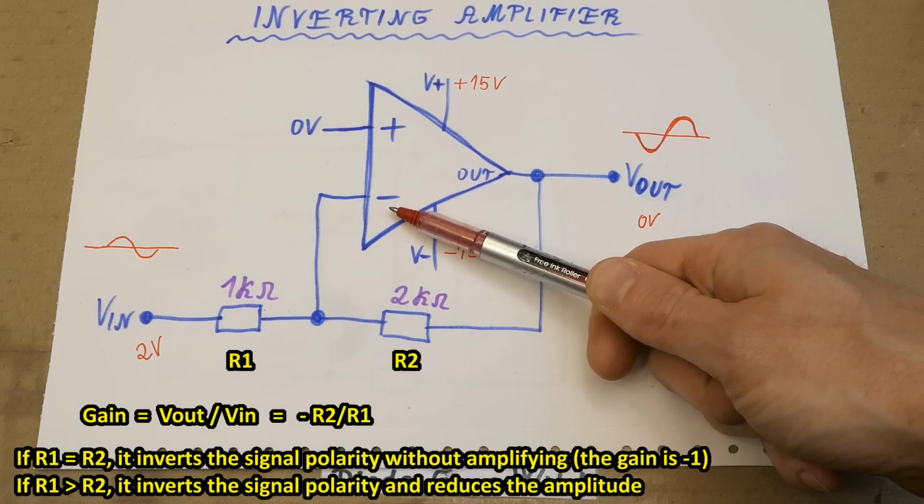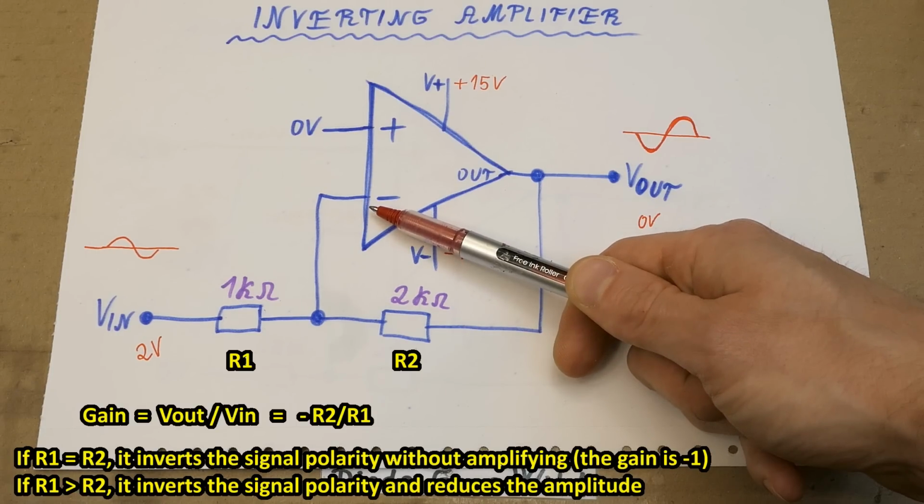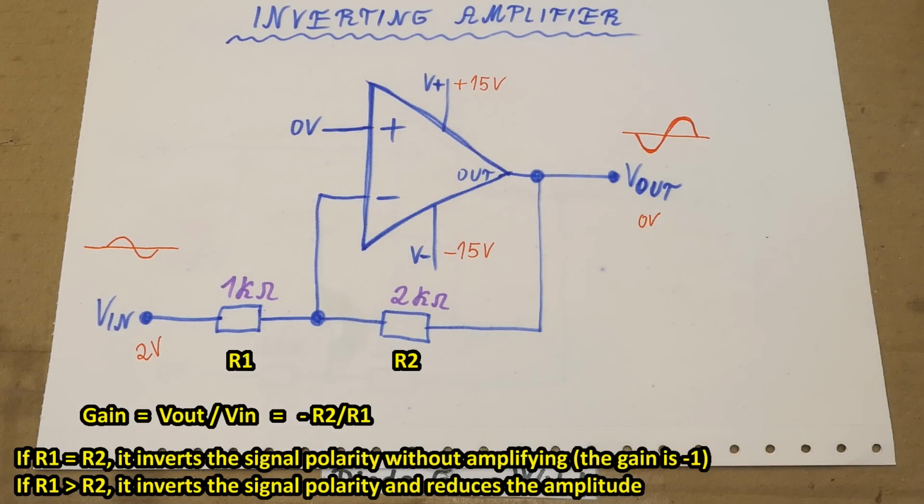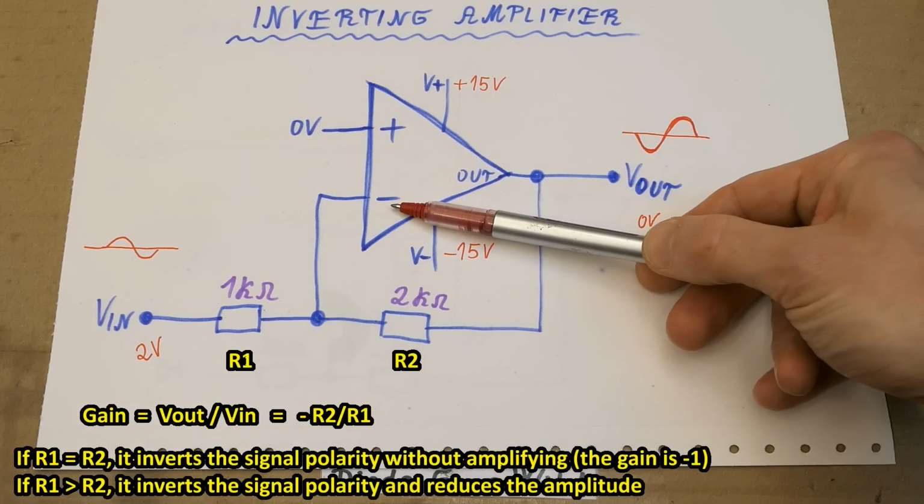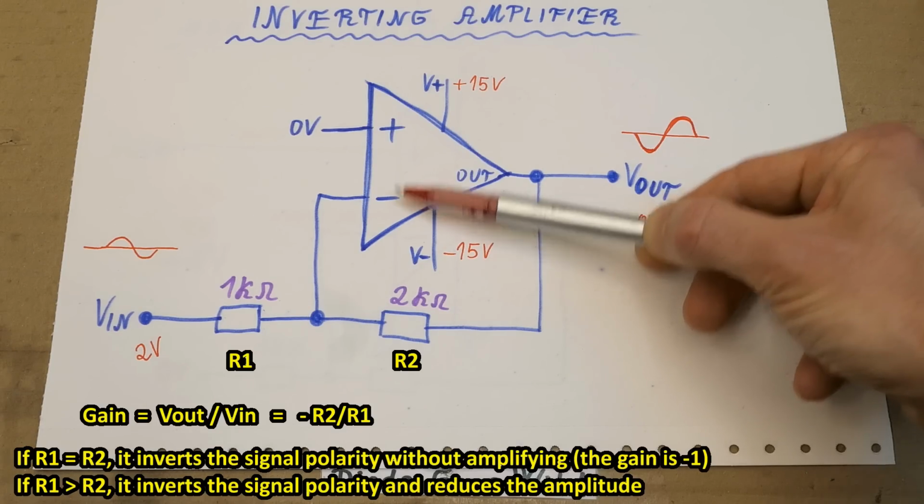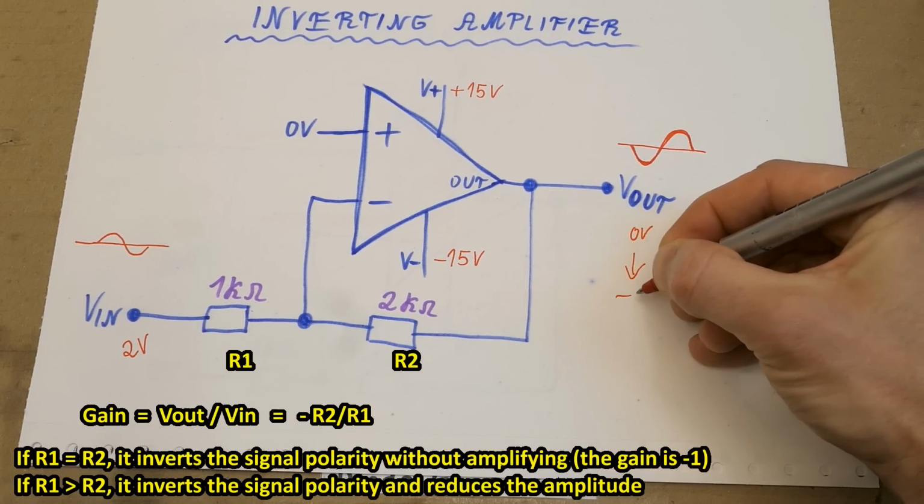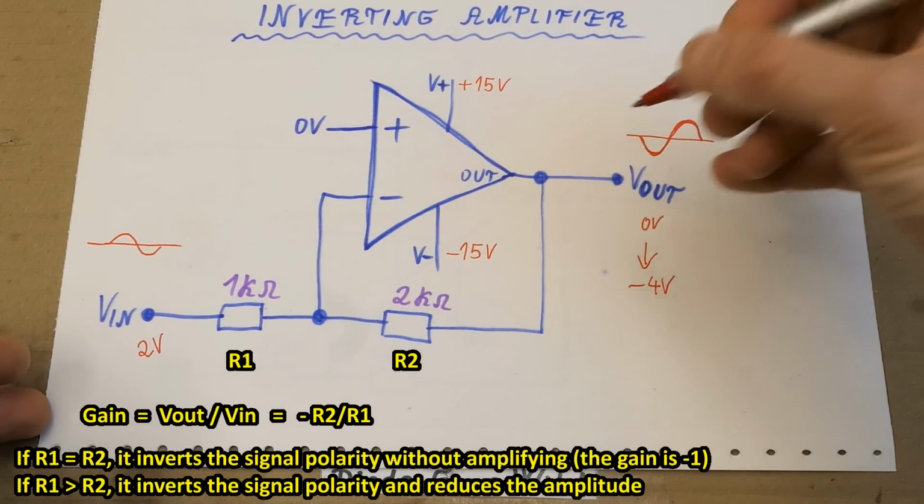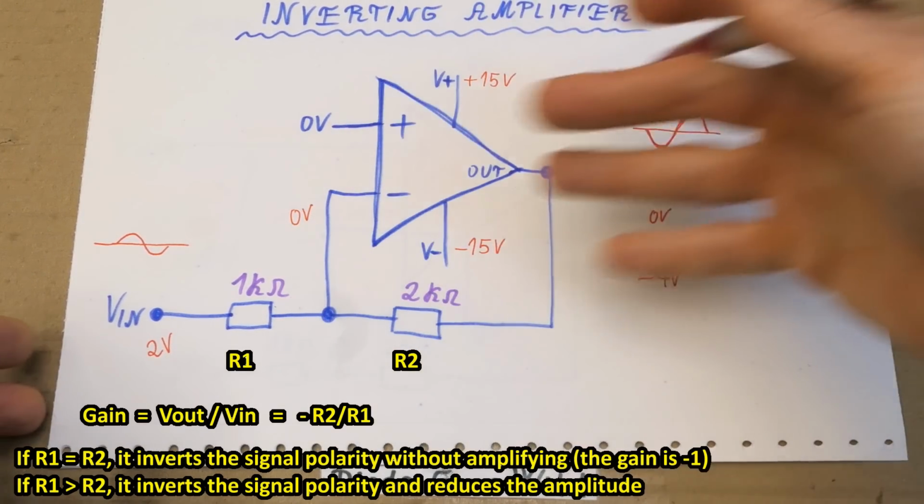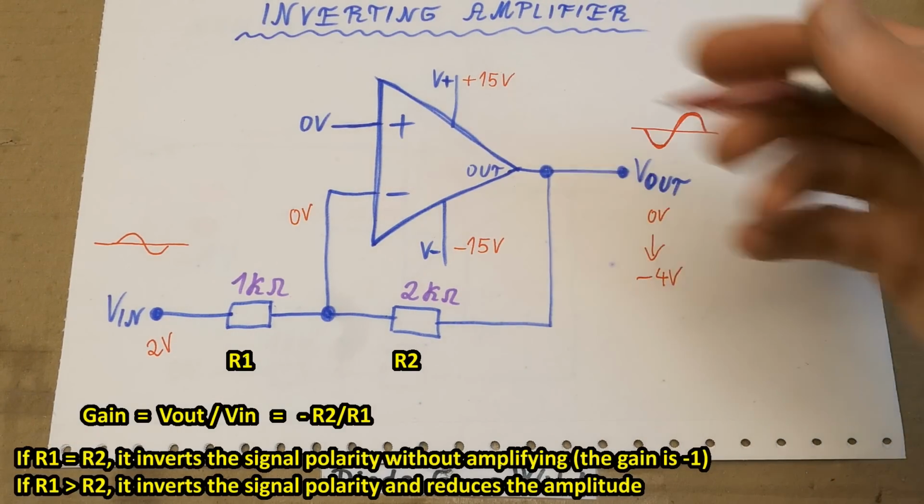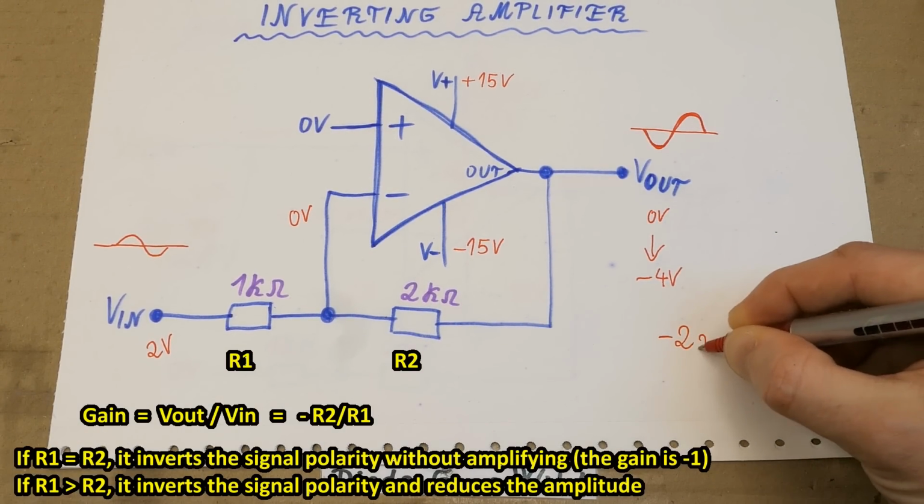The inverting input is higher than the non-inverting, so the voltage at the output will travel down until it reaches equilibrium, until it basically manages to get the voltage at this input to 0 volts, just like at the non-inverting input. It will travel down all the way to minus 4 volts, and now the resistive divider produces 0 volts and it reaches equilibrium. And this circuit amplifies the signal minus 2 times.